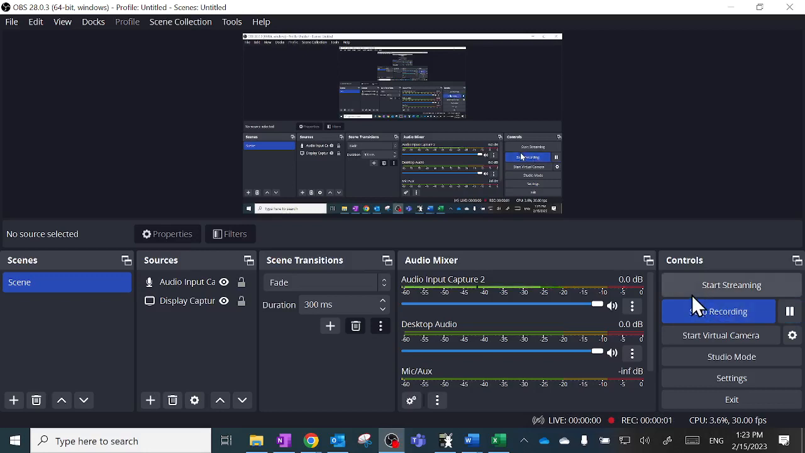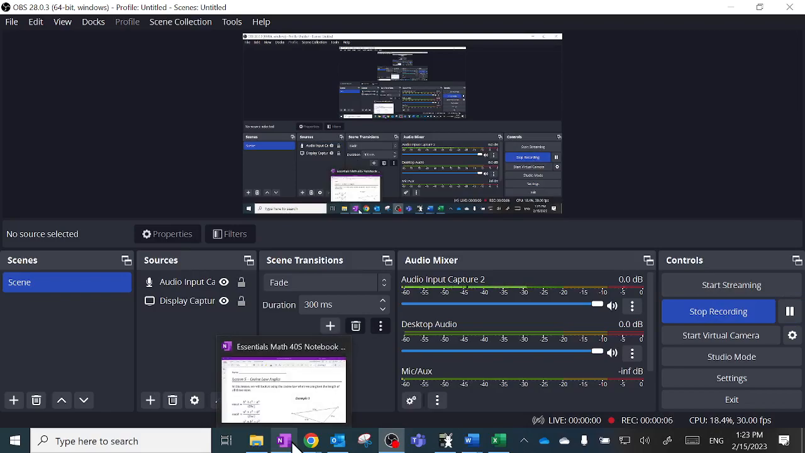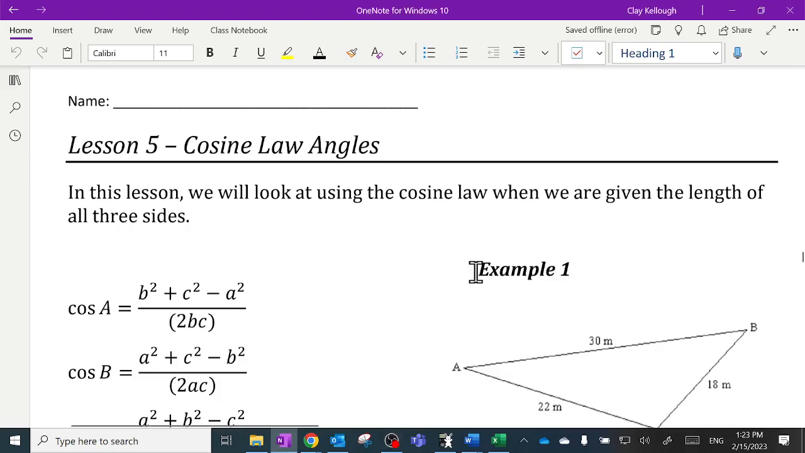Okay, this is lesson 5, cosine law with angles for my essential math class. And before we actually hit the lesson, a little preamble here.